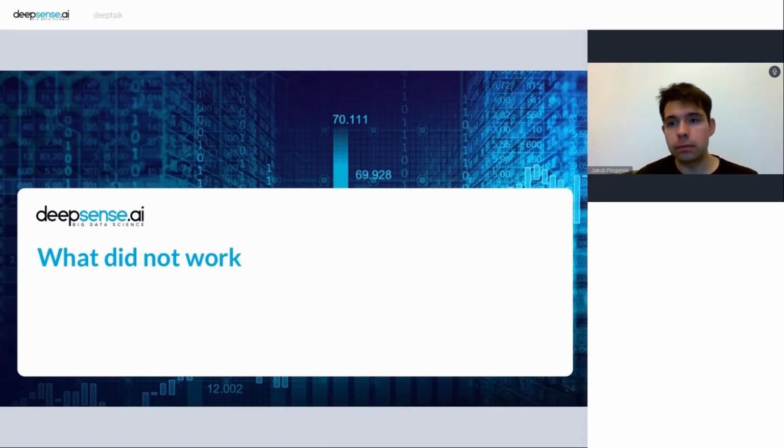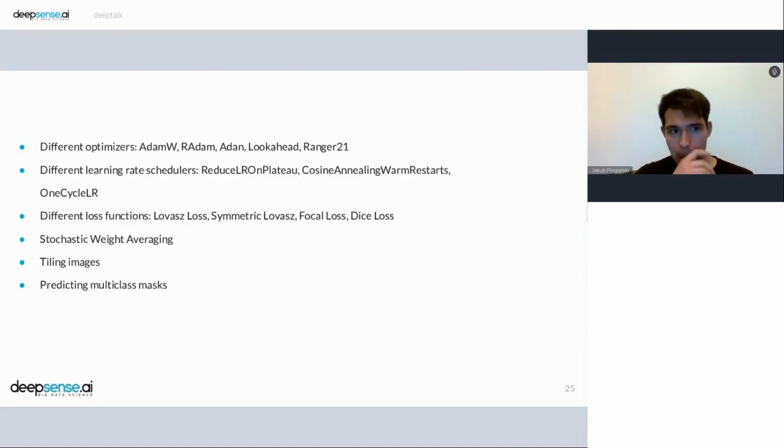So these were all experiments that worked for me. Let's see what did not work in this competition. I tried different optimizers. In this competition, I've stuck with your basic Adam optimizer, but I've tried some different versions of that. So AdamW or RAdam. I also tried some more exotic optimizers such as Lookahead or Ranger21. It turned out that the performance was almost the same or even worse for all of those optimizers.